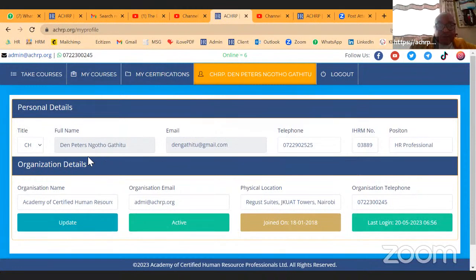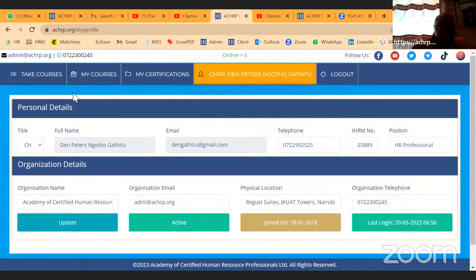Now, in a situation where you are self-employed, for the organizational details, repeat the details from the personal details. For the organizational name, don't say not applicable, otherwise you will get a receipt titled not applicable. You'd rather have your full name repeated as the organization name. Then for organizational email, repeat your personal email. That way, you'll get an invoice that has clearer details.